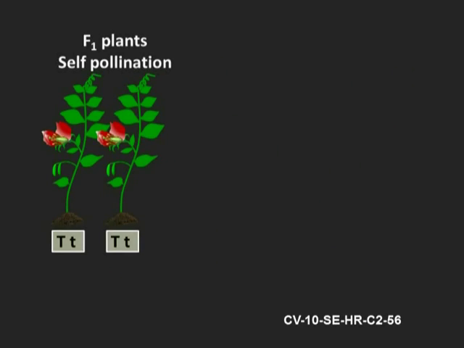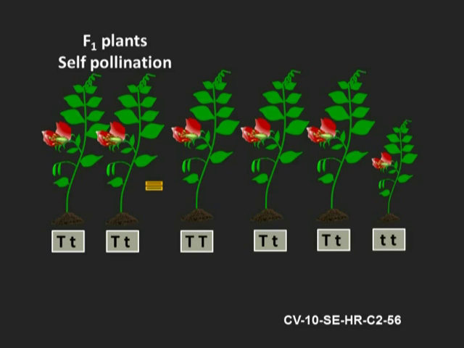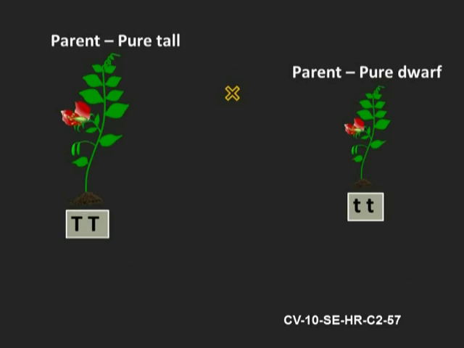This is because when F1 plants were self-pollinated, the F2 generation produced some dwarf plants along with tall plants. The factor for dwarfness, however, remained hidden or concealed in F1 in the presence of the factor for tallness. Mendel called this factor for tallness dominant over the factor for dwarfness, which he called recessive. From this monohybrid cross experiment, we can understand that the F1 plant had inherited a factor for tallness from its tall parent and a factor for dwarfness from its dwarf parent.